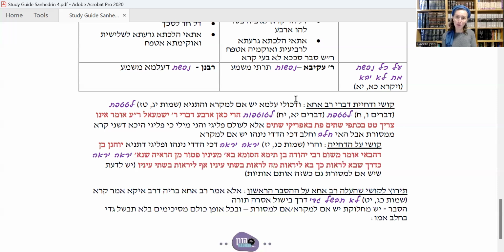Well, it's going to get even more confusing because now the Gemara is going to say, Udekule alma yesh la mikra. Wait a minute, not everybody holds yesh la mikra. And with this, we're going to reject what Rav Acha said.